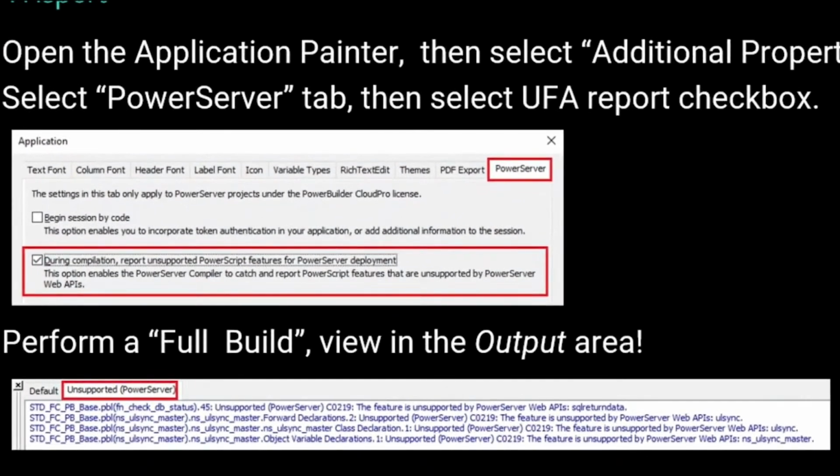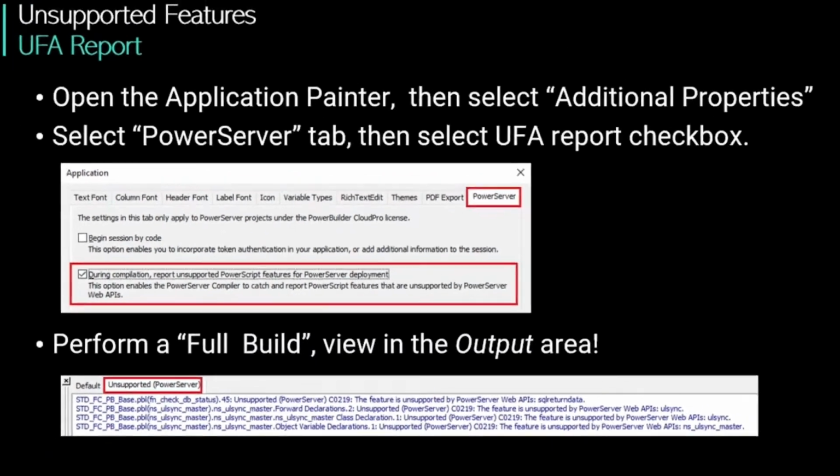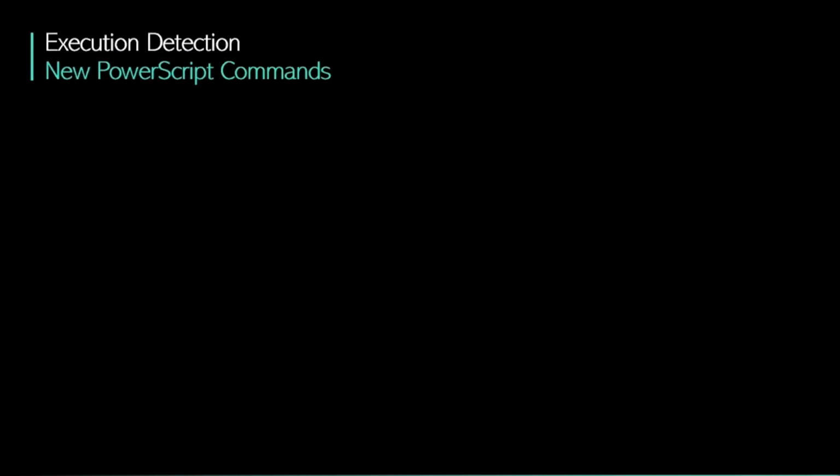This report was run against my order entry example application built from my own framework, which is available on SourceForge for free. You can see here that one of the first things it flagged was the SQL return data, because that is unsupported by PowerServer in SQLCA. The next thing is the actual UL sync object, which of course is MobiLink, a Sybase feature that PowerServer does not support.